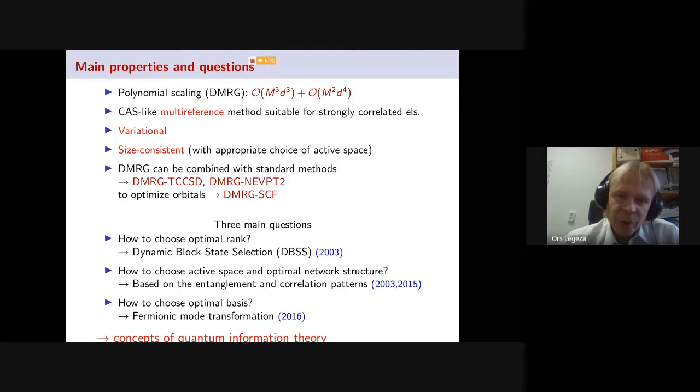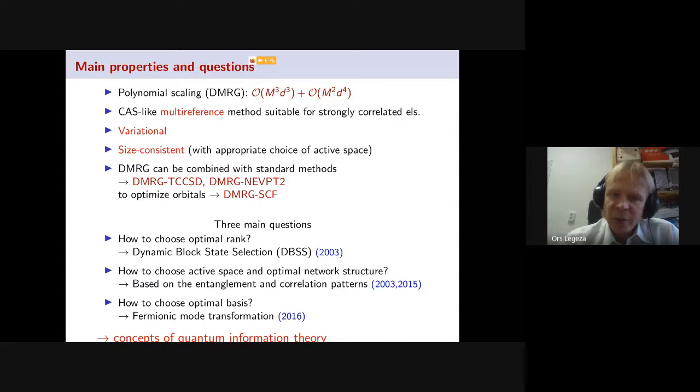So DMRG is a polynomial scaling, which is nice. Here is m cubed d cubed, where m is again the number of block states. In the talk, sometimes I use capital M because this is from the old DMRG community, and sometimes I use capital D because this is from the MPS community. The small d is the dimension, so the number of orbitals. So it's m cubed d cubed plus m squared d to the 4th. So it's a polynomial scaling.